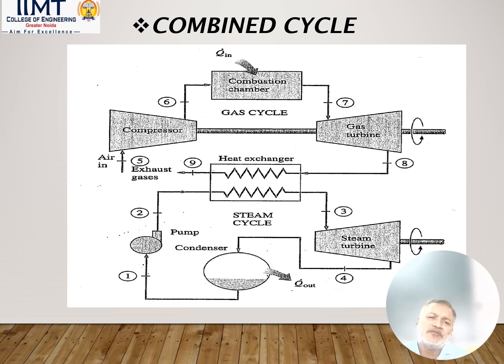Suppose the efficiency of the first cycle is eta 1 and the efficiency of the second cycle is eta 2. The combined efficiency of both cycles will be eta 1 plus eta 2 minus eta 1 eta 2. So in this way the efficiency of the heat engines is improved.